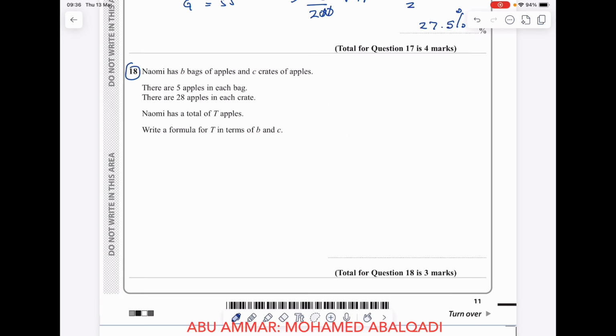In question 18, we are told Naomi has B bags of apples and C crates of apples.